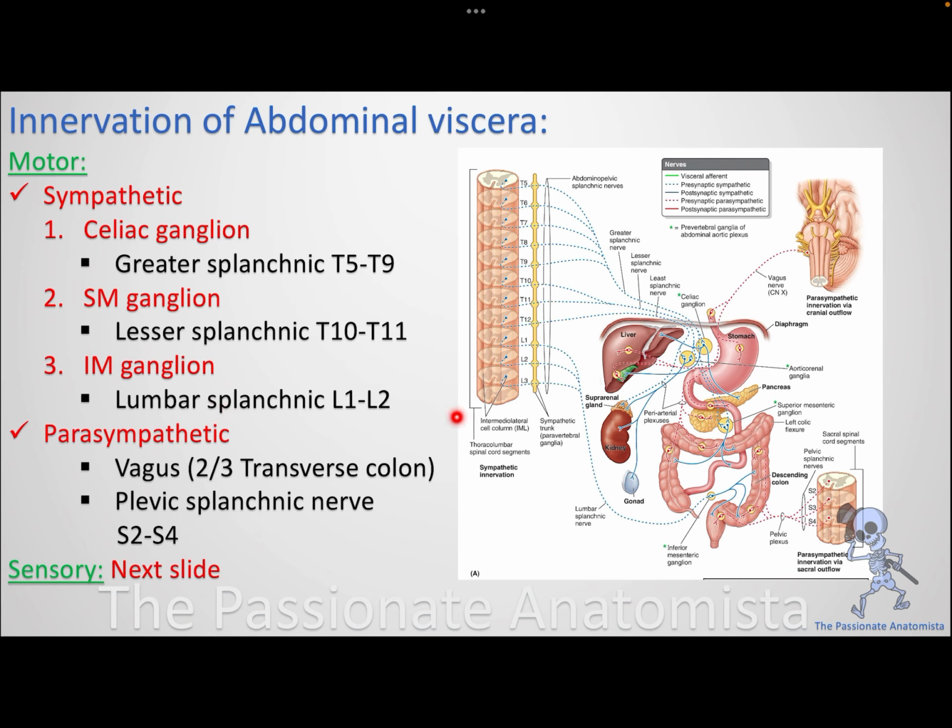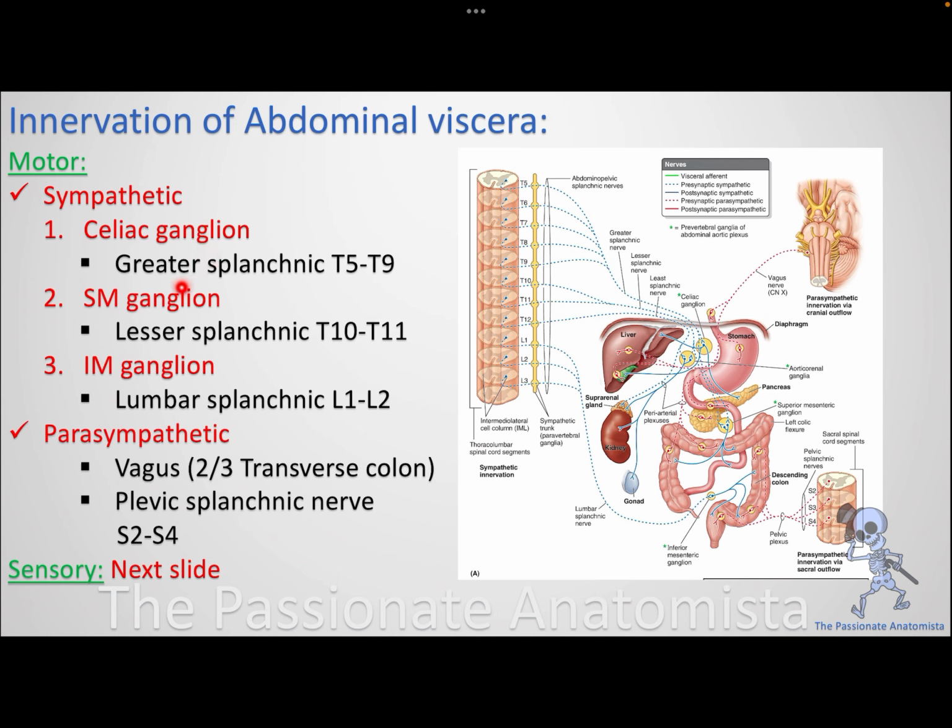I'm not talking about the least, because the least goes to the aortic-renal ganglia, and that is out of the scope of my abdominal viscera for now. So I'm not going to talk about this. I want you to understand the abdominal organs of digestion. That's why I'm going to talk about the celiac, superior mesenteric, and inferior mesenteric ganglia.